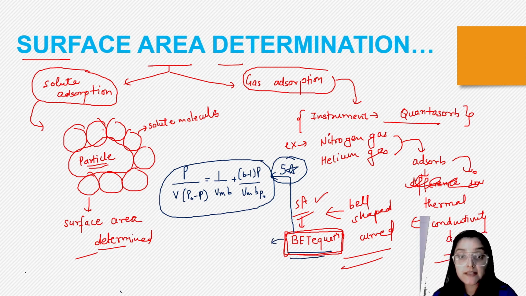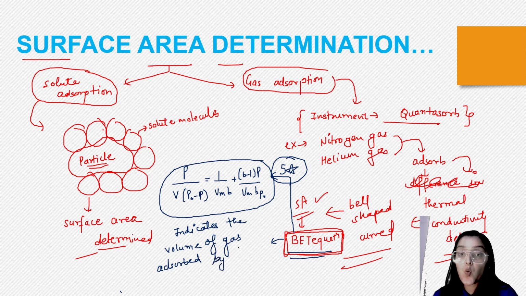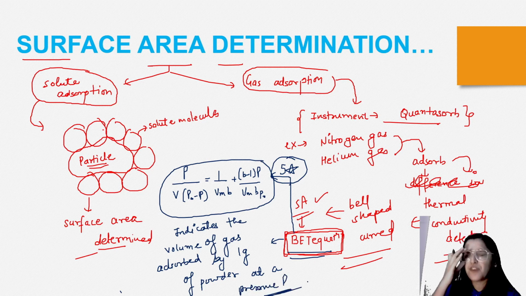What does the BET equation indicate? It indicates the volume of gas adsorbed by 1 gram of powder at a pressure P. Very, very important from your exam point of view.